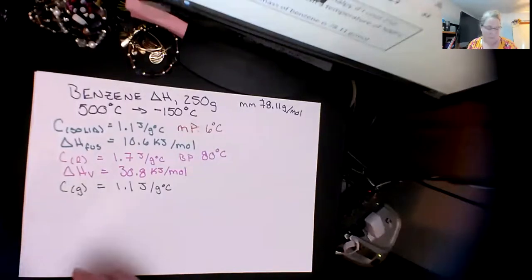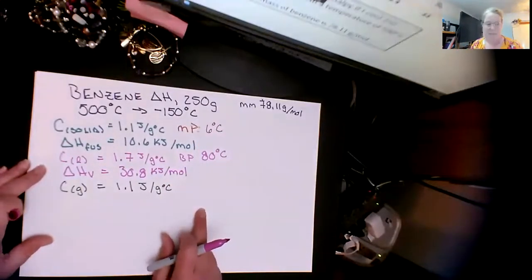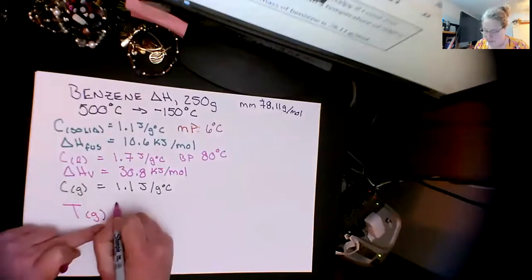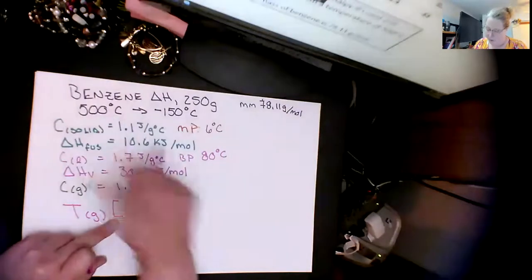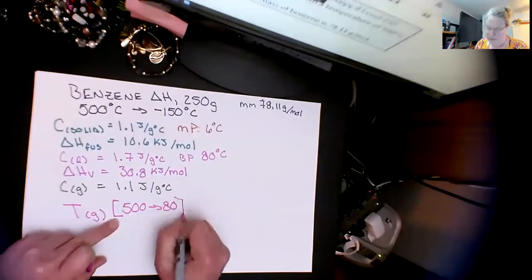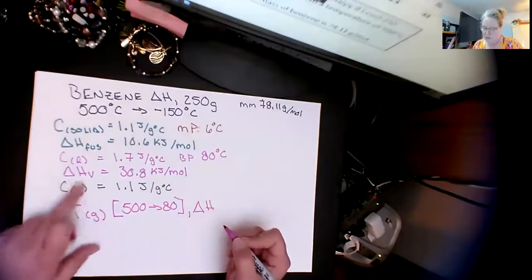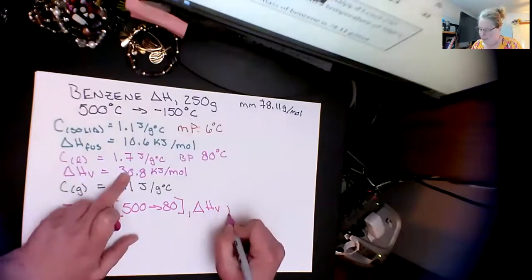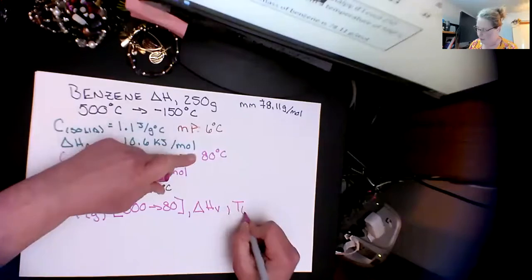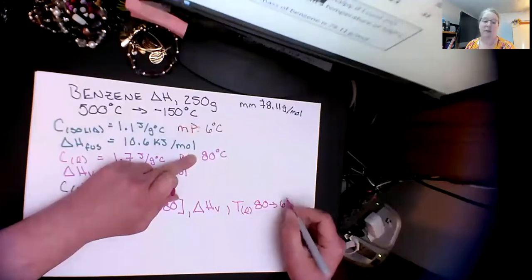Okay, so the first thing I do for myself is kind of organize. I've already kind of gone through here. I'll make myself a little table and say, okay, I'm going to start at T for my gas, and I'm going to go from 500 degrees to this 80 degrees. That's going to be my delta T. And then my next one is going to be my delta H of vaporization. And there's no temperature change there. Then my next one is going to be T liquid. Now I'm in my liquid, and that is going from 80 to 6 degrees C.